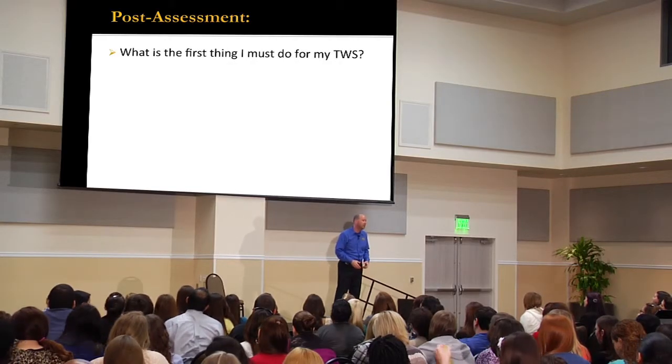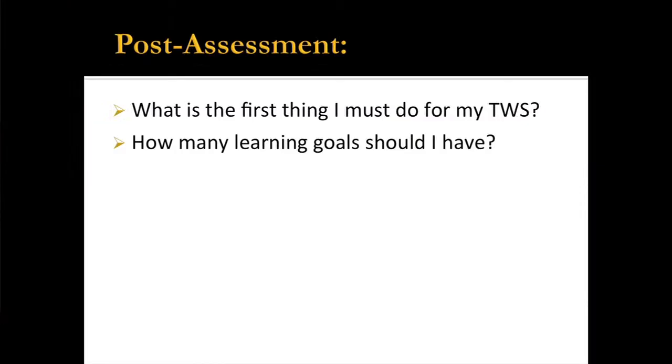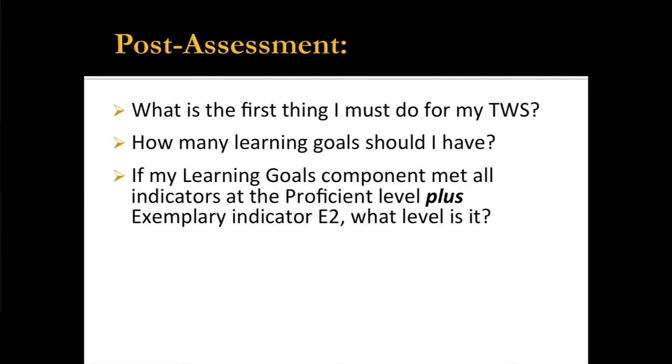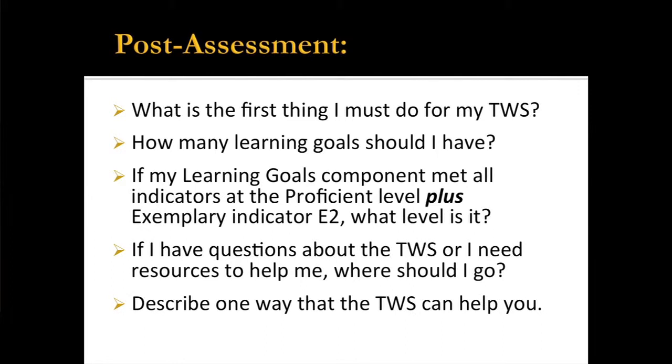Quick post-assessment. I almost forgot the post-assessment. What's the first thing you got to do for your TWS? Contextual factors, yes. How many learning goals? Three to five, brilliant. If my learning goals meet all of the proficient indicators and meet exemplary indicator E2, what's my rating? Proficient. Good job. If I have questions or if I need resources, where do I go? Website, rock on. Describe any one way in which the teacher work sample can help you. Accountability, cool.